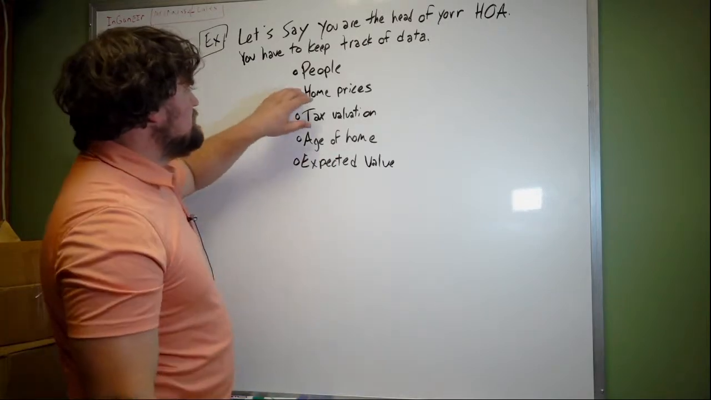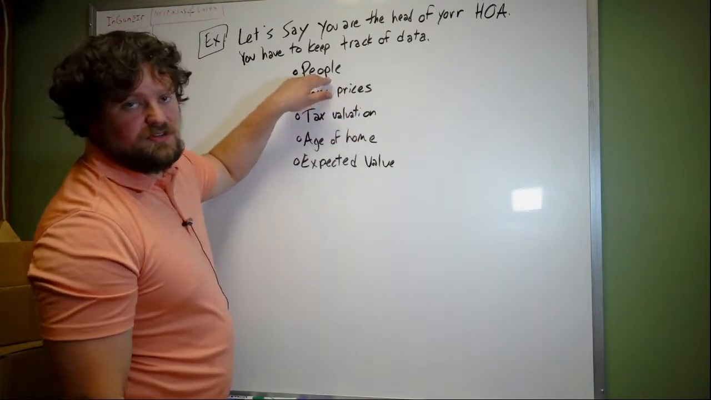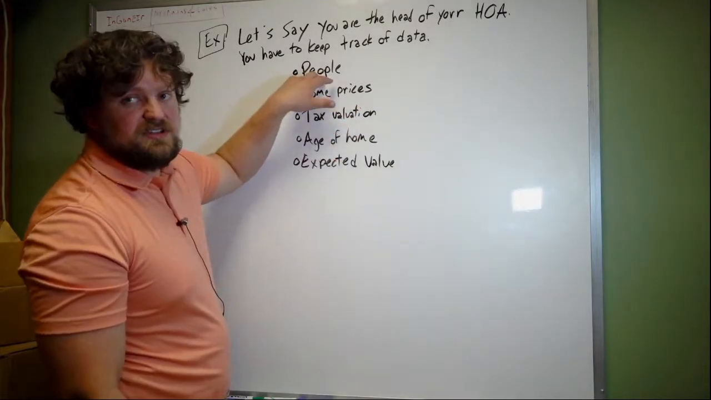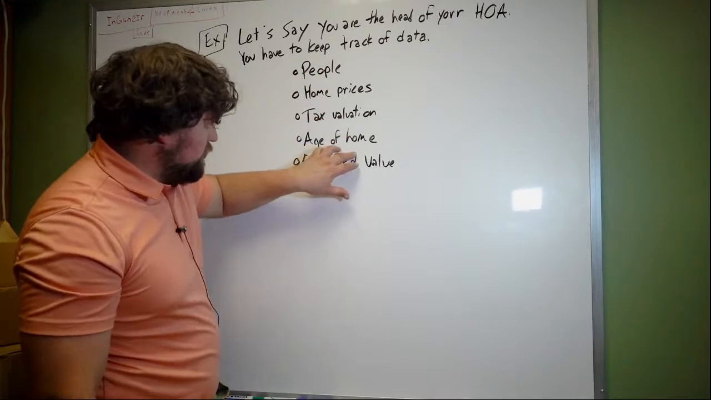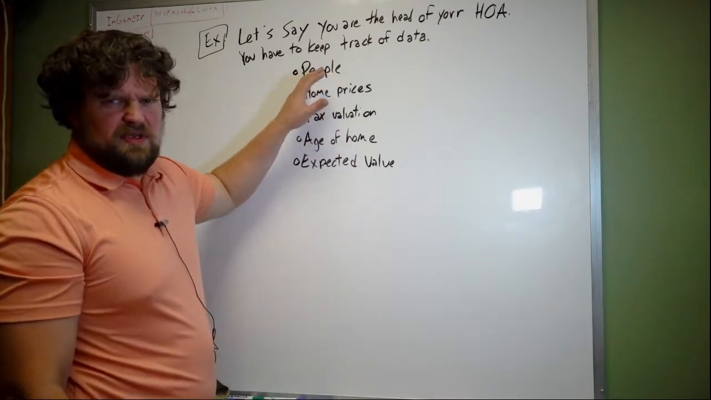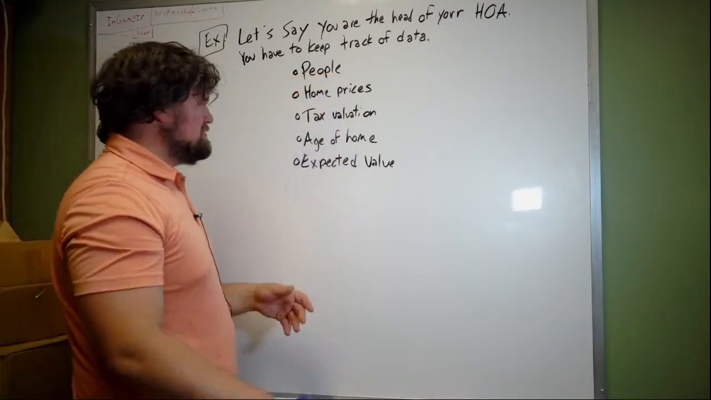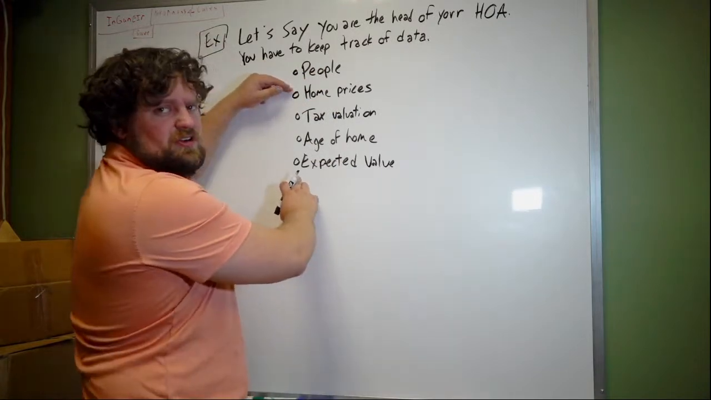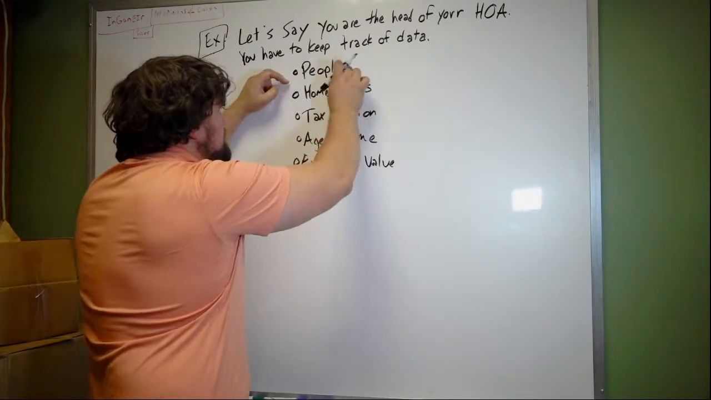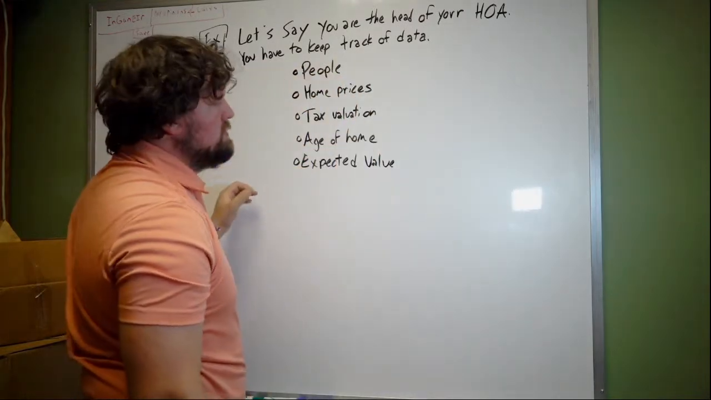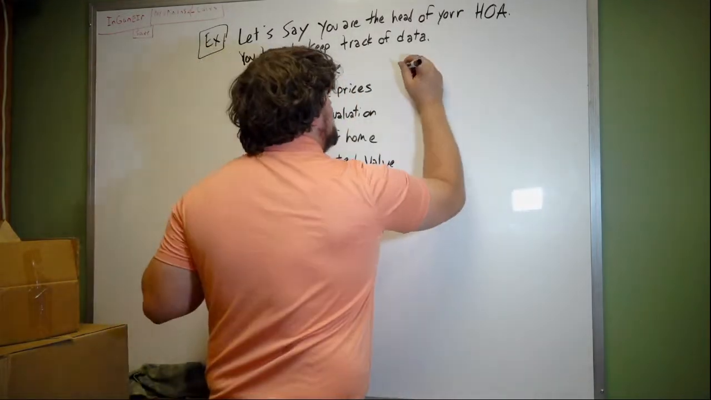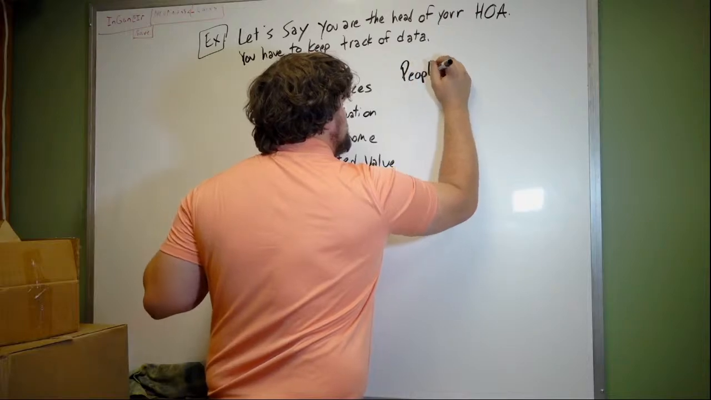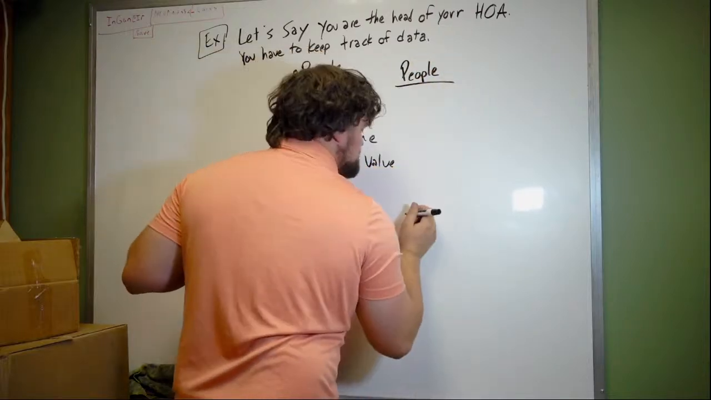Now, every one of these home prices is going to be tied to a person. Every one of these tax valuations is going to be tied to a person. Every one of these ages of homes is going to be tied to a person, whoever owns the home. So these are all kind of independent of each other, and they all depend on who owns the house. So what we can do is we can say, all right, we're going to come up with a spreadsheet where here, this is the people.